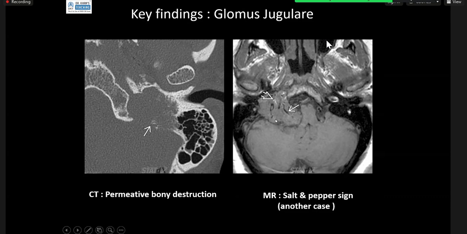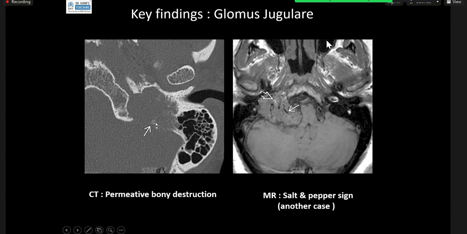These are extremely vascular tumors. On a T1 weighted pre-contrast sequence, we have the salt and pepper sign, where there can be small hemorrhages or slow flow in the vessels, and high flow in the vessel is low signal. So this is the salt and pepper sign. These are two different cases.